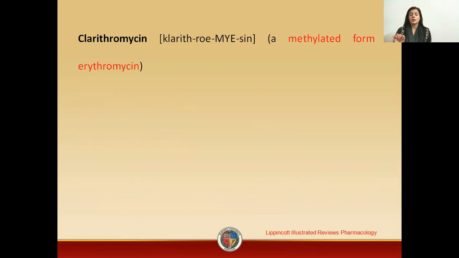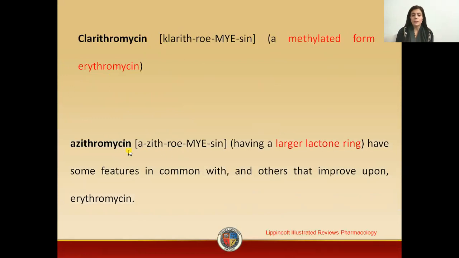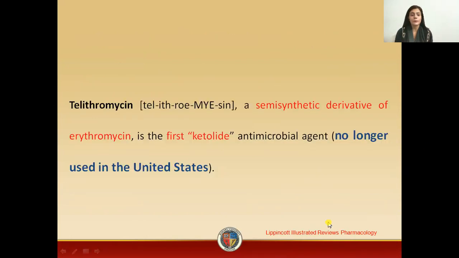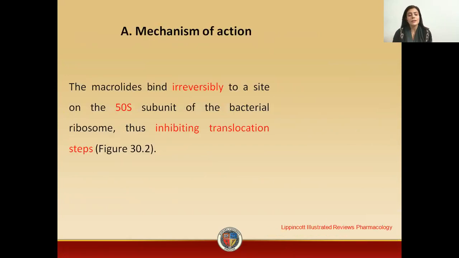Clarithromycin is a methylated form of erythromycin, and the azithromycin is the drug or the macrolide that contains the larger lactone ring. Now, coming towards the telithromycin, this is a semi-synthetic derivative of erythromycin, and it was the first ketolide which is now no longer available in the market because of its adverse effects.